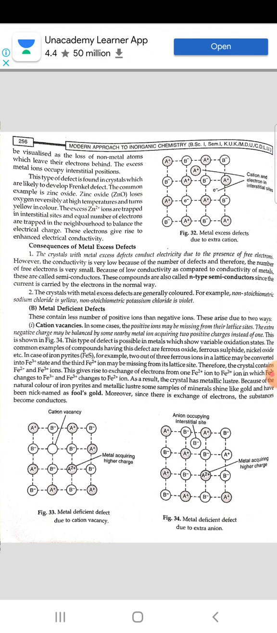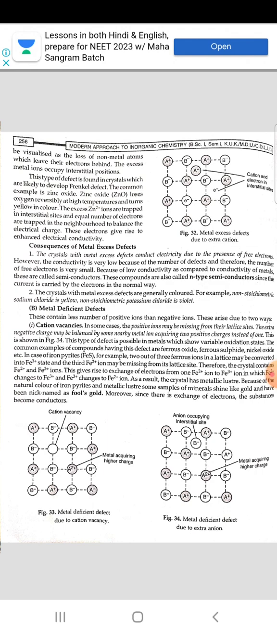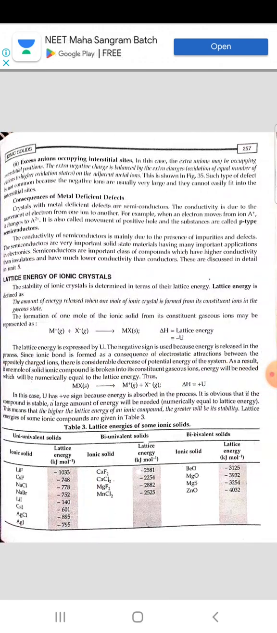As a result, the crystal has metallic luster. Because of the natural color of iron pyrites and metallic luster, some samples of the mineral shine like gold and have been nicknamed fool's gold. Moreover, since there is exchange of electrons, the substance becomes a conductor. Excess anions occupying interstitial sites. In this case, the extra anions may be occupying interstitial positions. The extra negative charge is balanced by oxidation of an equal number of atoms to higher oxidation states on the adjacent metal ions.